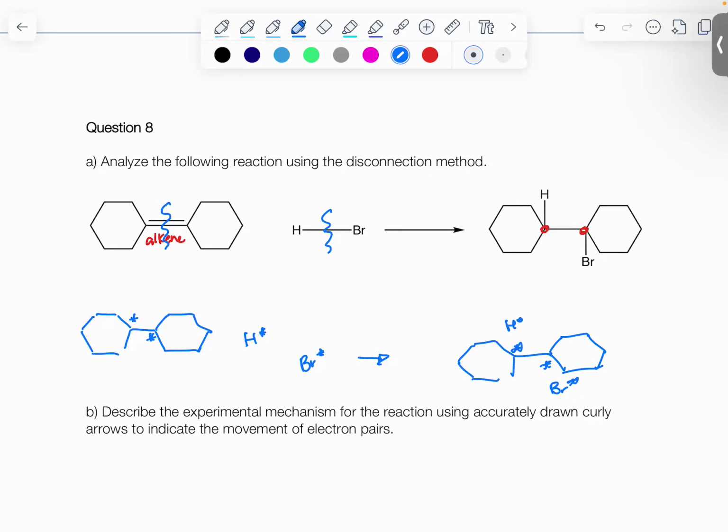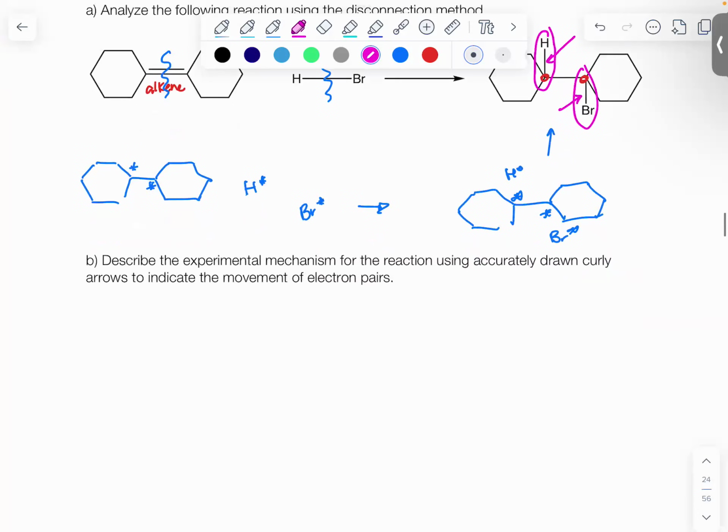And then what's really important is that on our products, we don't just want to point to the products like I just did. It's important to show that you know exactly what about the products has changed. And so you want to point at exactly which of those bonds are newly formed. And so this carbon-hydrogen bond is newly formed, and this carbon-bromine bond is newly formed. So now we have our disconnection analysis.